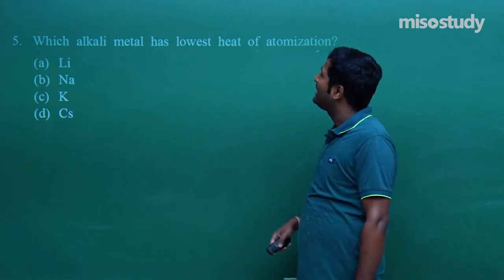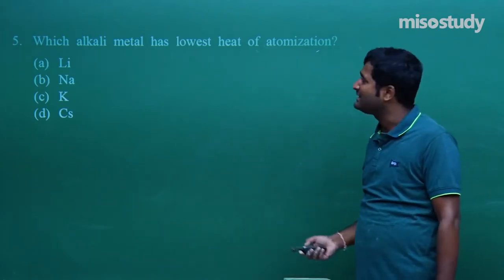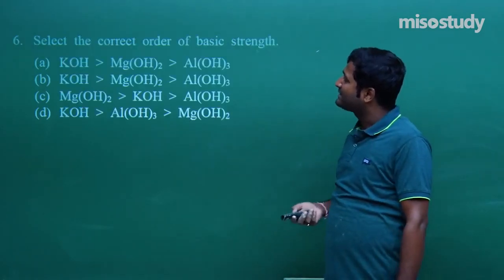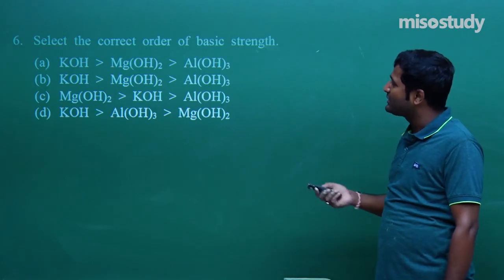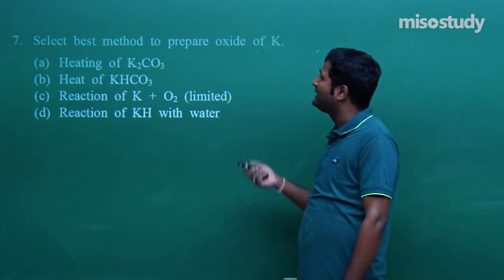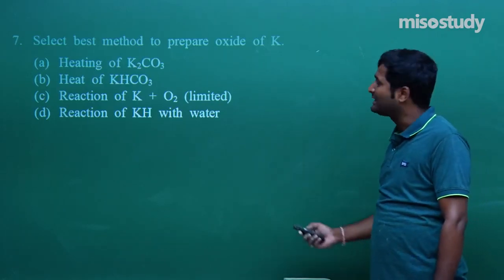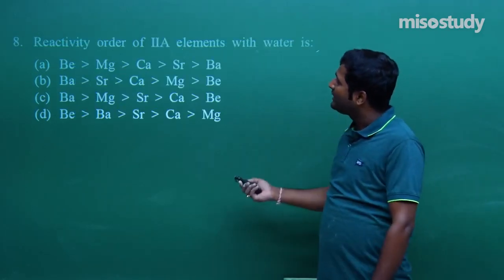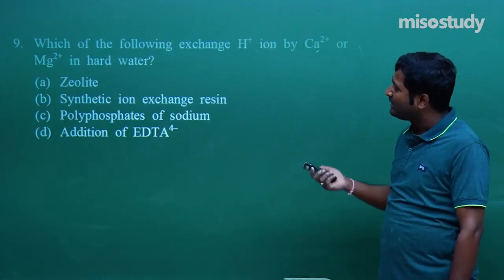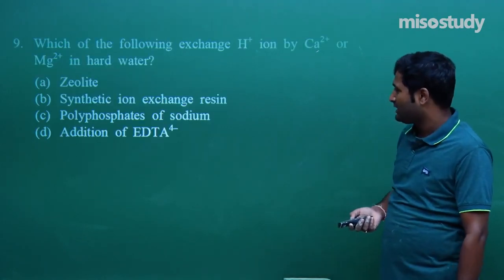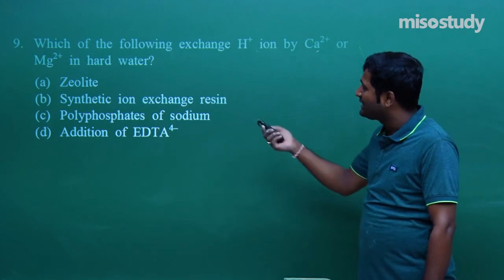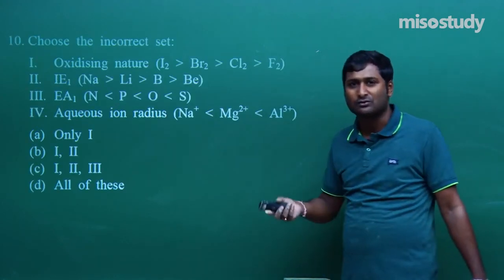Now which alkali metal has the lowest heat of atomization? That is Cs. Select the best method to prepare the oxide: reaction of K with O2, limited supply. Now reactivity order, option A. Now this one is synthetic ion exchange resin, and I have discussed this question also.